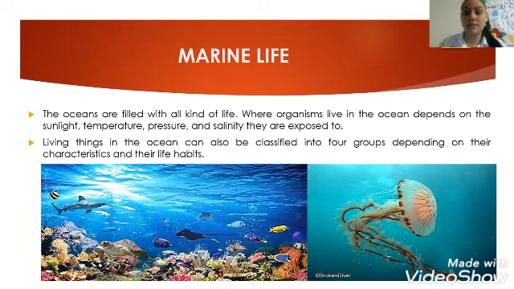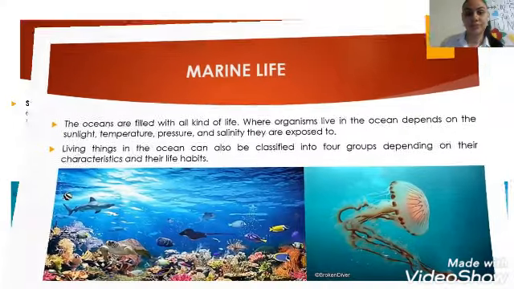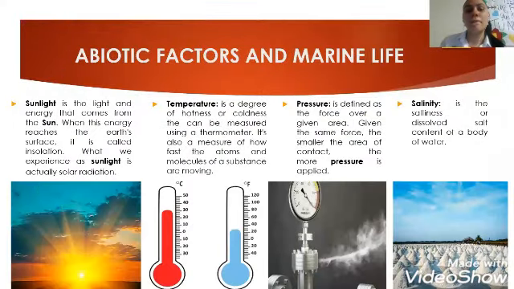Where organisms live in the ocean depends on the sunlight, temperature, pressure, and salinity they are exposed to. Okay? Pay attention to these four aspects because we are going to study them later. Living things in the ocean can also be classified into four groups depending on their characteristics and their life habits. Let's continue. We have some abiotic factors and marine life.